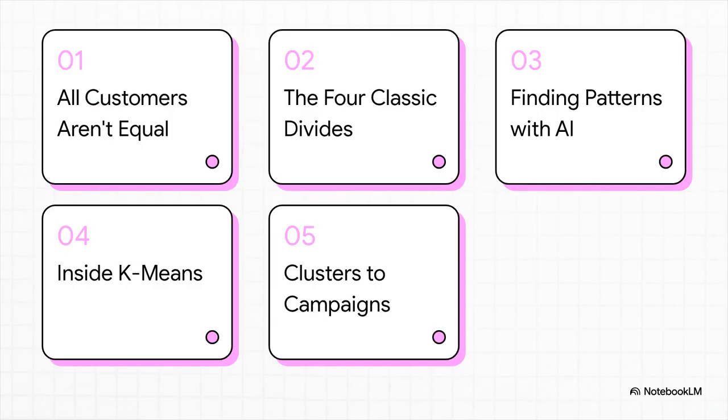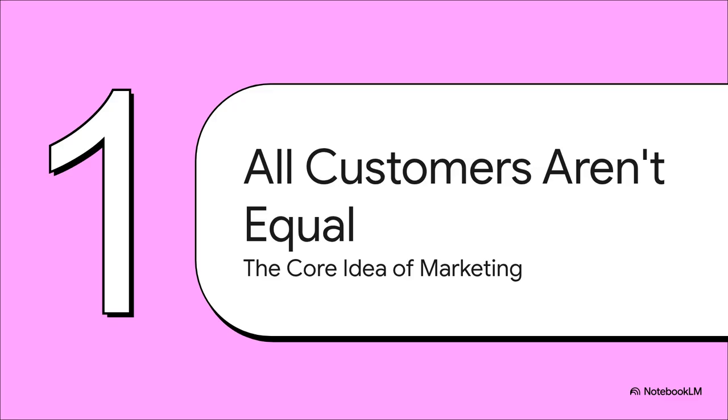So, here's how we're going to break it all down. First, we'll talk about the big idea that all customers aren't the same. Then we'll look at the 4 classic ways marketers used to group us. After that, we dive into how AI completely changed the game. We'll peek under the hood of an algorithm called K-means, and then we'll see how all that data actually turns into the ads you see every day. All right, let's jump right in.